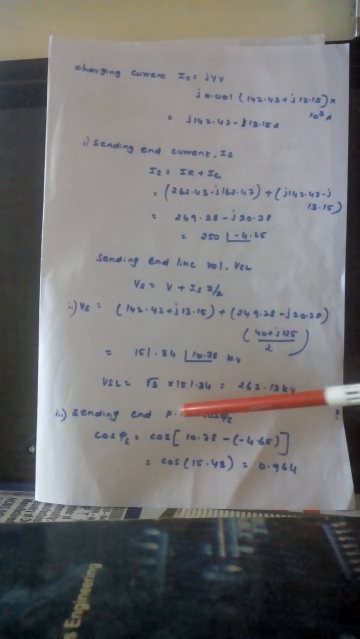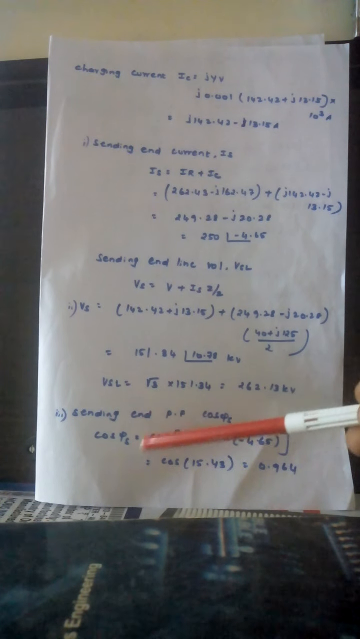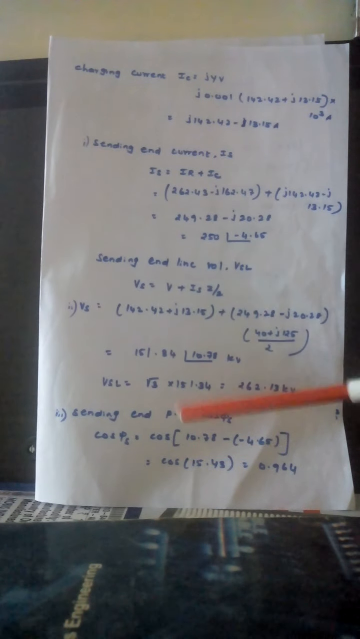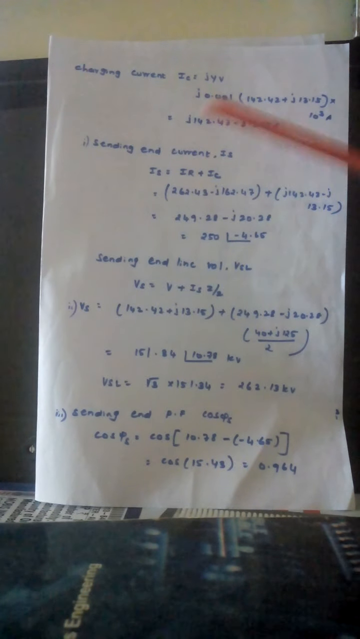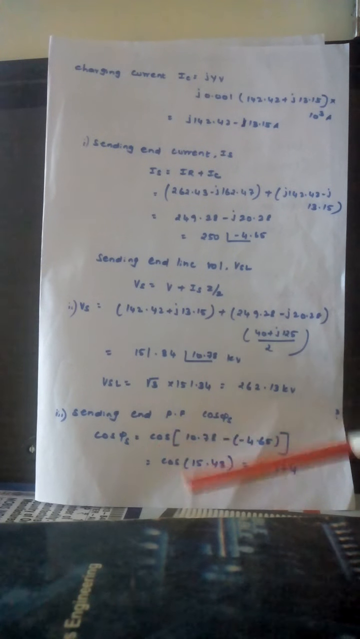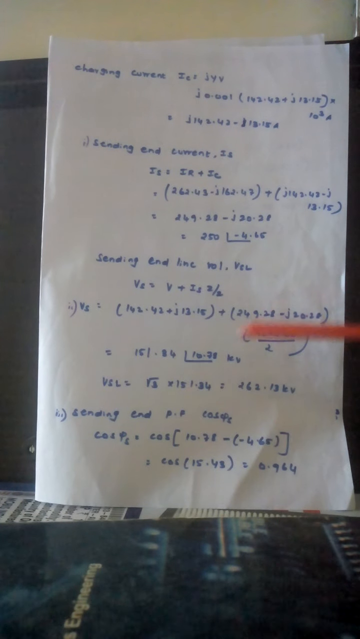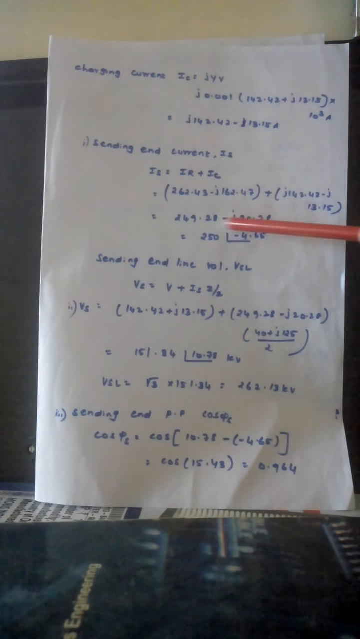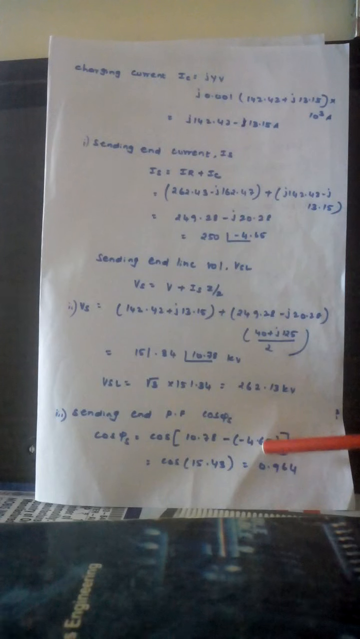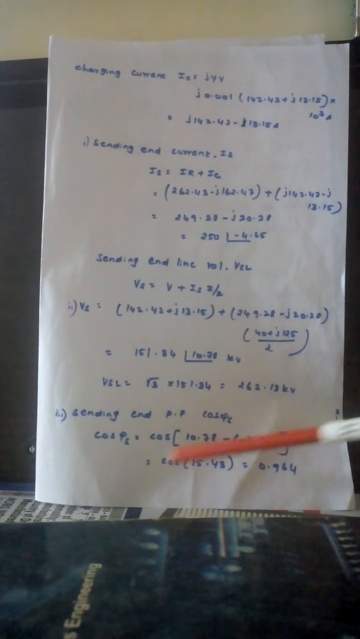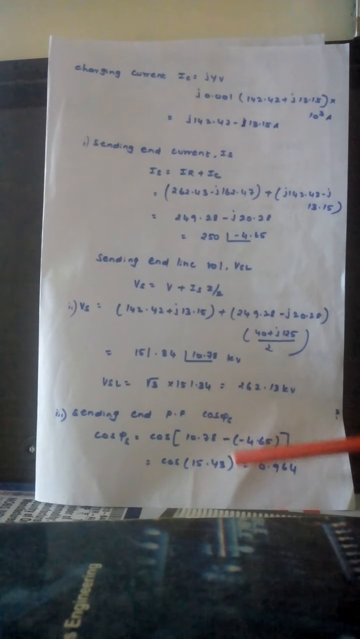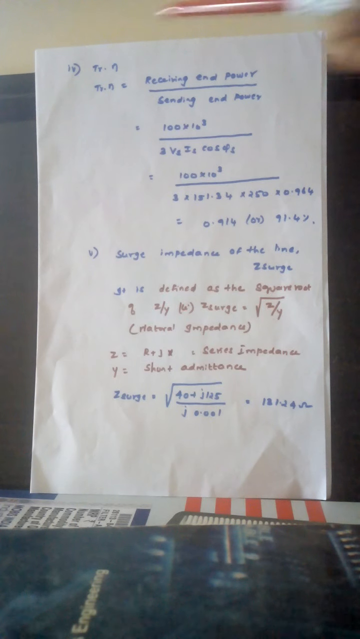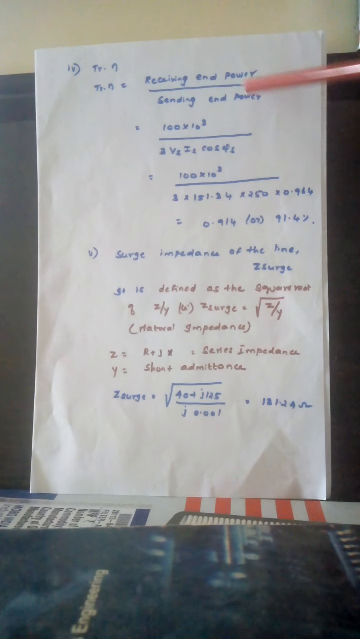Next is the sending end power factor, that is cos phi s, where phi s is the phase angle between the sending end voltage and the sending end current. Here the sending end voltage angle we got is 10.78, and the current angle we got is minus 4.65, correct? So it is cos of 10.78 minus minus 4.65, so we are getting cos 15.43, that is 0.964.